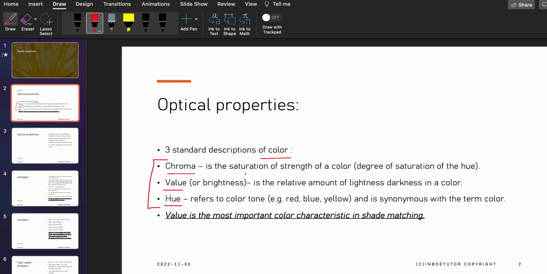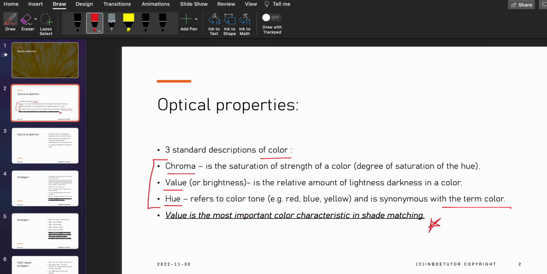And chroma is basically the saturation or the strength of a color, means degree of the saturation. Like if it is a yellow color, how much yellow that color is. If it is blue, how much blue that color is. And hue simply means the color, like red, green, yellow, blue. So it is basically synonymous with the term color. So value is the most important color characteristic in shade matching, so it is very important.